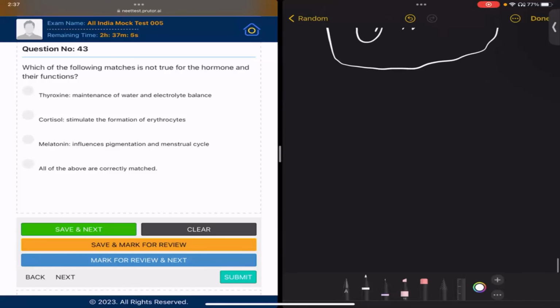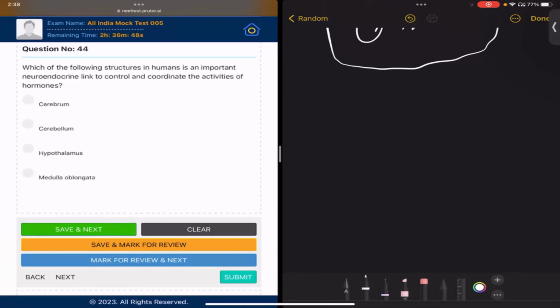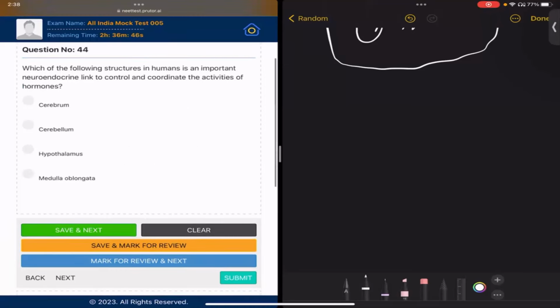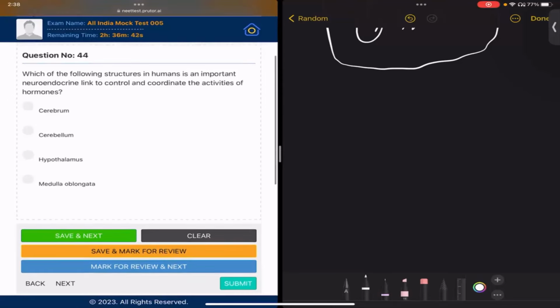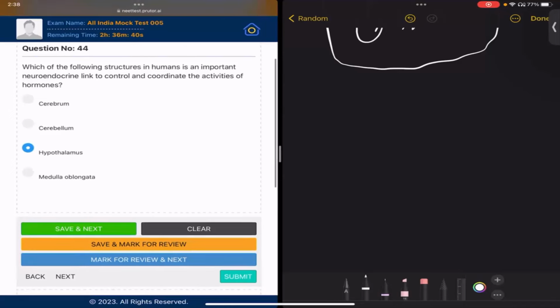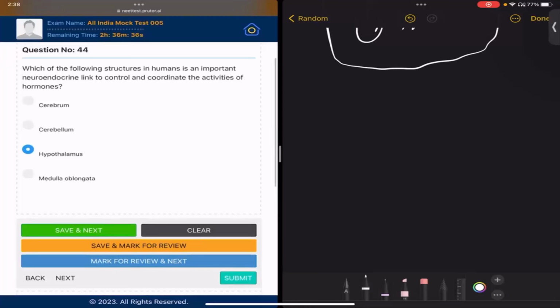Cortisol does stimulate erythrocytes. It increases the amount of RBC. So the first option is not correct, so we can go with the first option. Which of the following structures in humans is an important neuroendocrine link to control and coordinate the activities of hormones? Hypothalamus is the neuroendocrine link. It is the grandmaster gland.